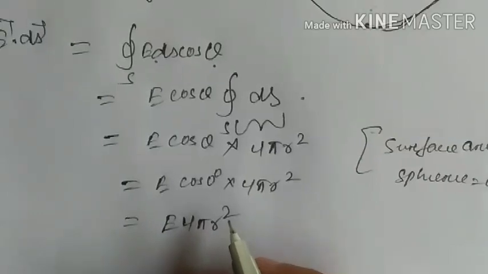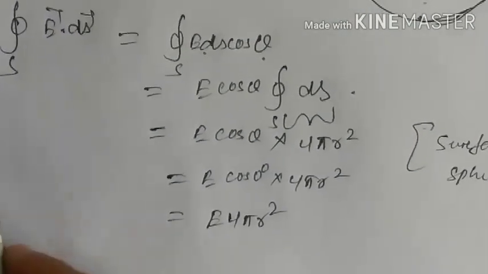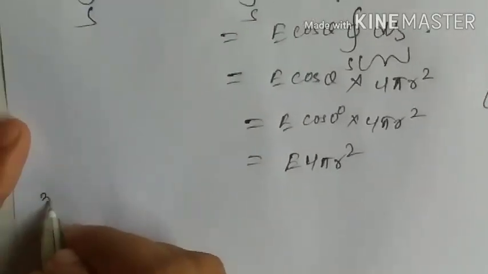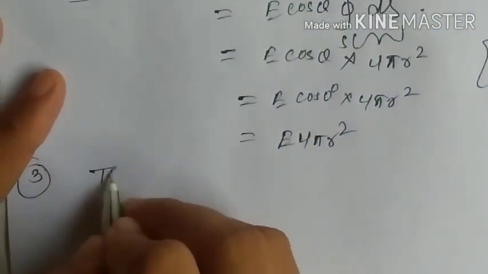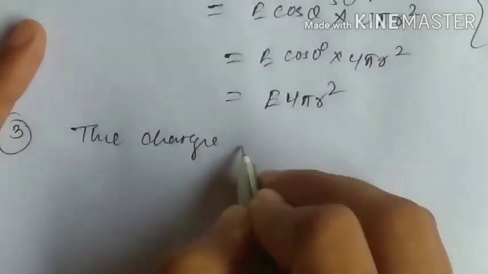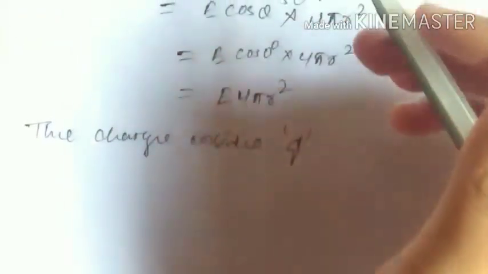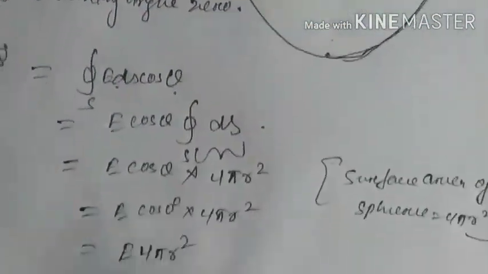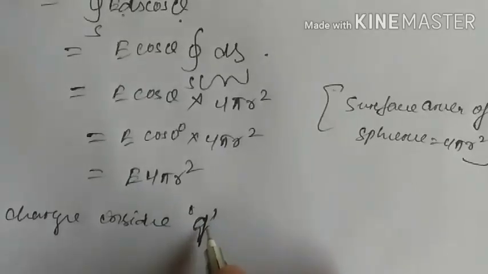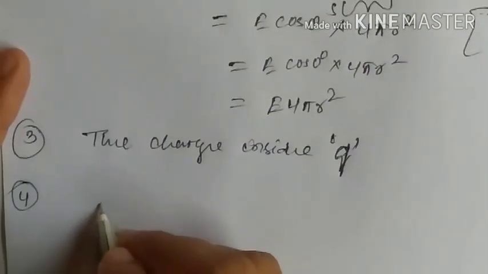Then what is the next step? To calculate the charge inside, or find the amount of charge inside that sphere. The charge inside is equal to Q, because no other charges are there, so we consider the contribution of charge only due to this single charge Q. Then what is the fourth step? Apply Gauss law.